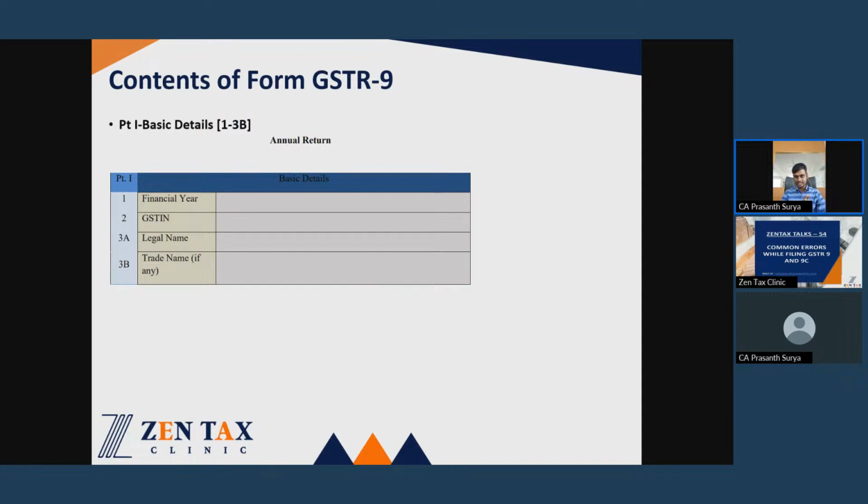First thing is, any registered person who has taxable turnover of more than 2 crores should file GSTR9. Any taxable person who has more than 5 crores turnover should also file GSTR9C. Without filing GSTR9, you cannot proceed to file GSTR9C, so the first thing we should do is file GSTR9. The due date is December 31, 2024, on Tuesday.